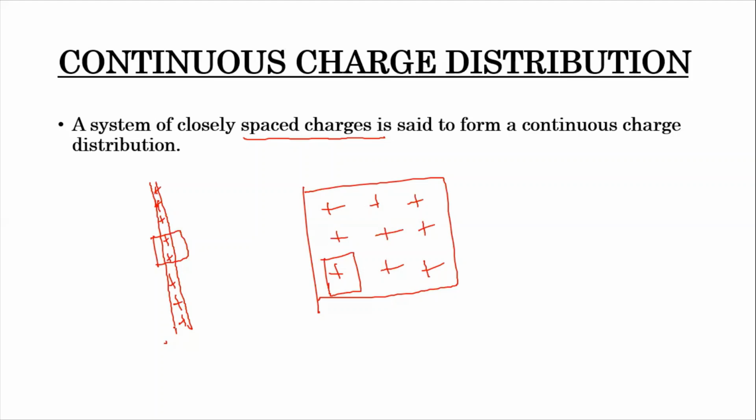Now we can classify this into three: line charge distribution, surface charge distribution, or volume charge distribution, based on the nature of where the charges are distributed. One important thing we should notice: charges are expected to be distributed uniformly. Only then can you integrate. Otherwise, for each part, you have to do it separately. So we expect the charges to be distributed uniformly.